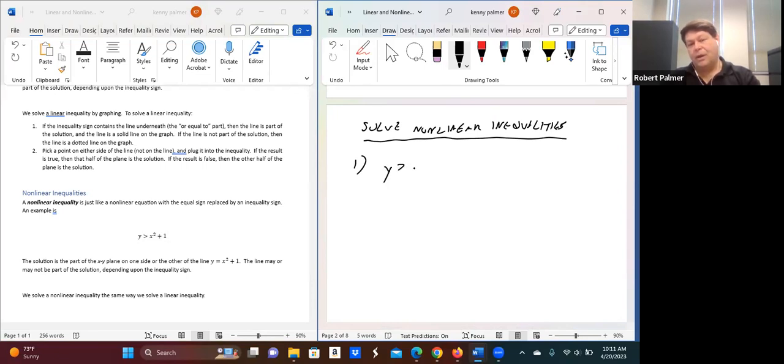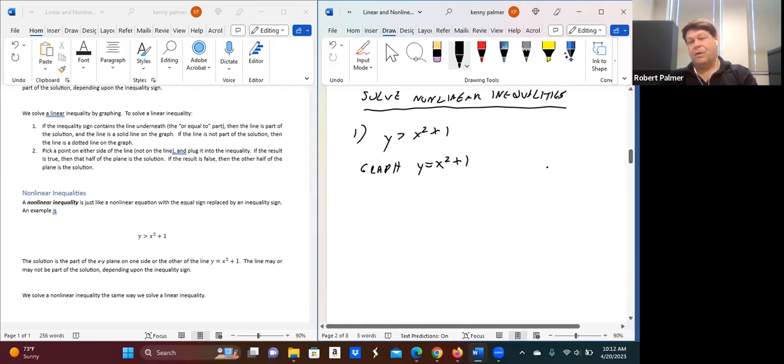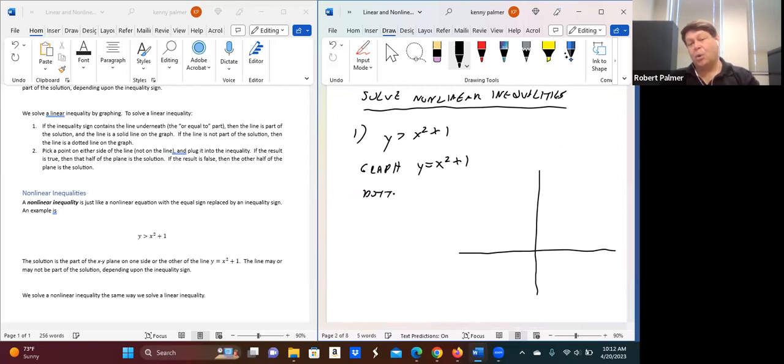y is greater than x squared plus 1. We're going to do the same kind of thing. First, I want to graph y equals x squared plus 1, which is a parabola. Let's do that over here. Now, this is also going to be a dotted line, for the same reason we had before. If it doesn't have the or equal to part, it's a dotted line, meaning that the graph itself is not part of the solution. So it looks something kind of like this. y equals x squared plus 1.